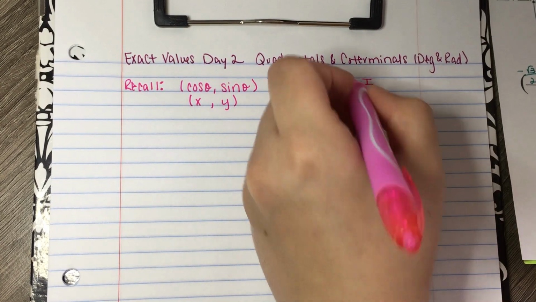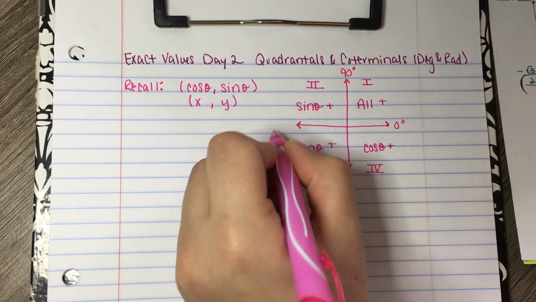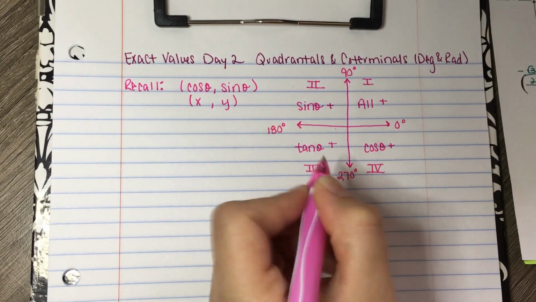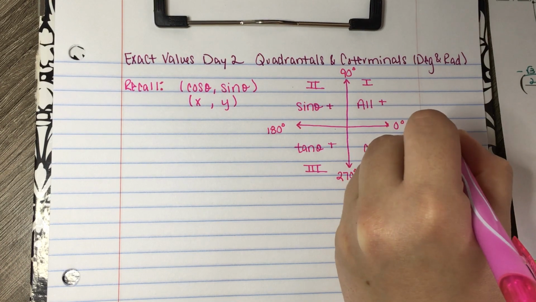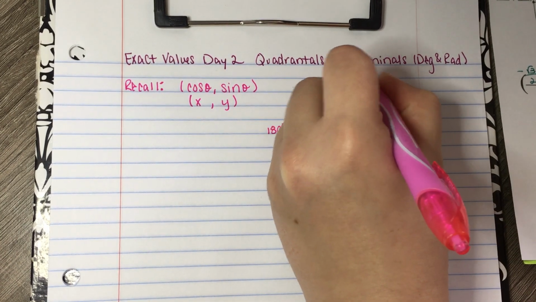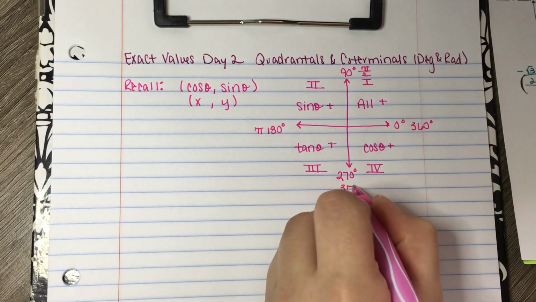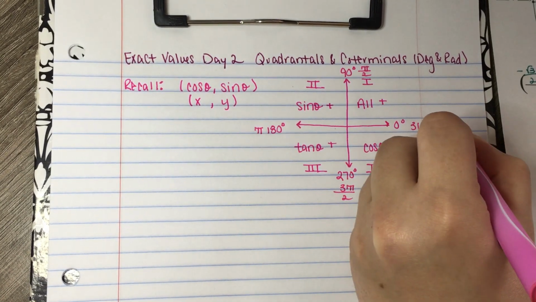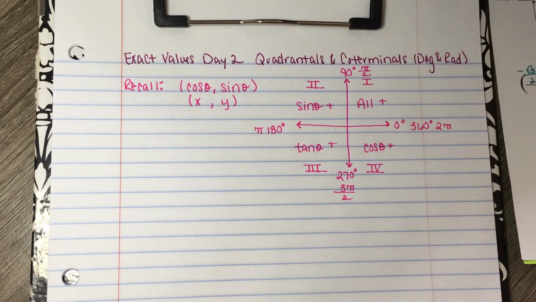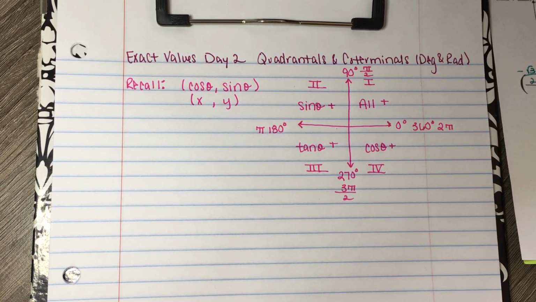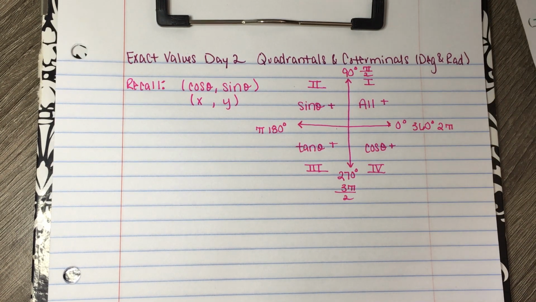So if I asked you, an angle is lying in quadrant 2, is the cosine of that angle positive? The answer would be no, just sine is positive. If I said an angle's lying in quadrant 4, is the tangent of that angle positive? Your answer would be no, tangent is positive only in quadrant 3, and so on. So we use this little all students take calculus to help us remember where the trig functions are positive.